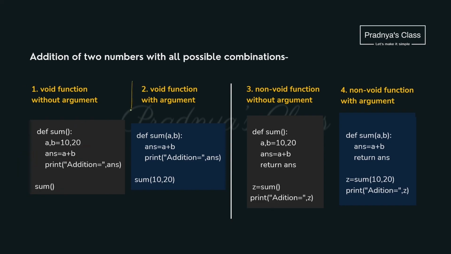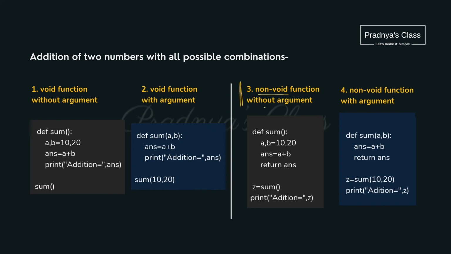Now what's the second type? Void function with argument. With argument means you are passing some value to the user defined function. Calculation is done, but it's a void function. Void means you are not returning back anything. It means you will print the result in the user defined function itself. Alright, let's check out the third type.